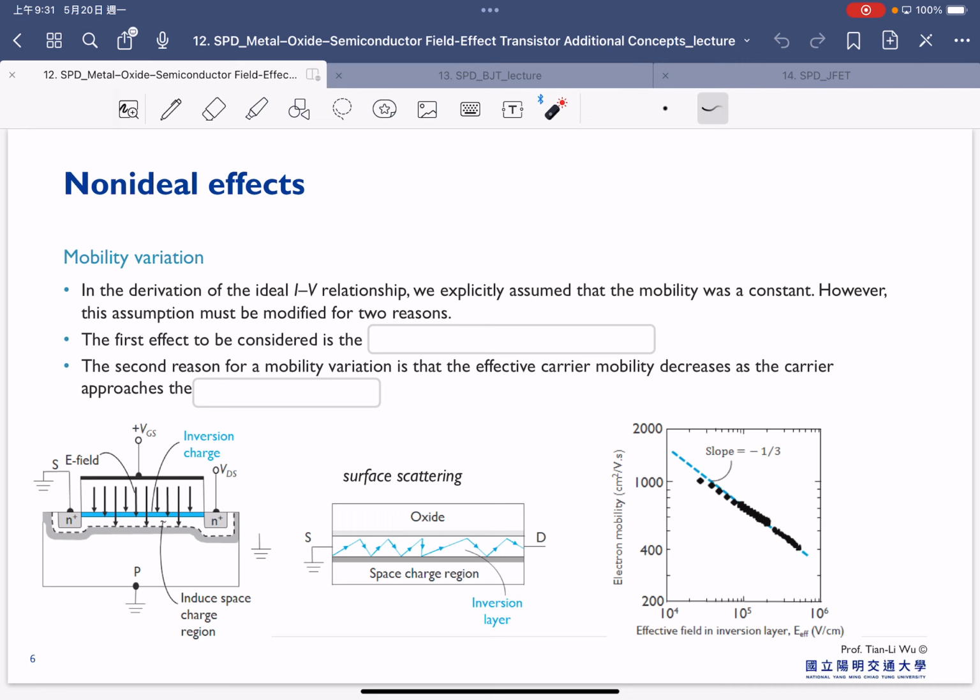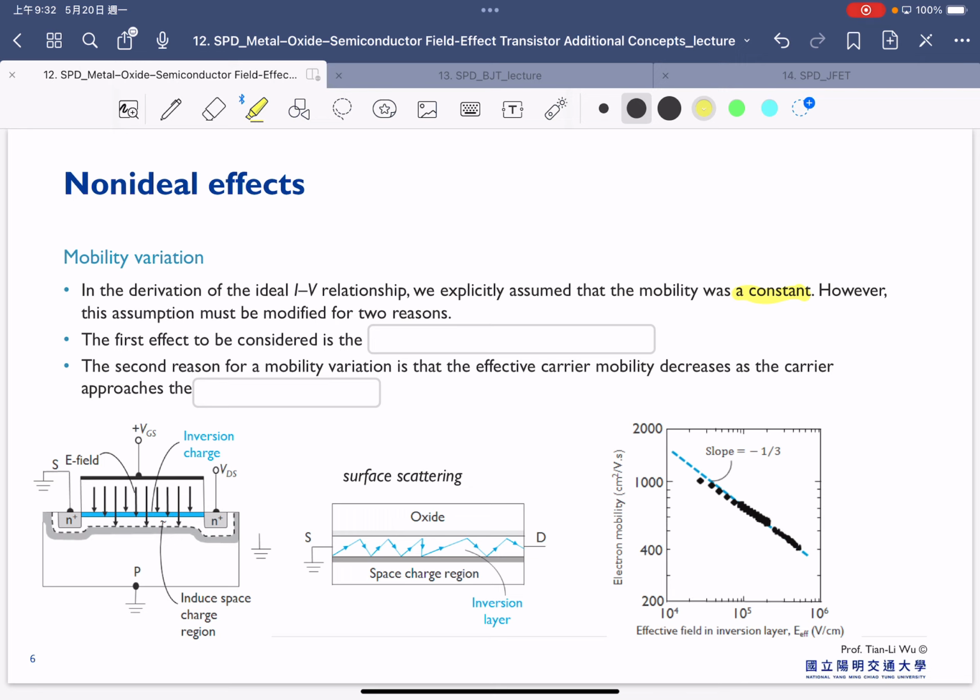Okay, good morning. So today we continue with some non-ideal effects, or some additional effects, for the MOSFET. The first one we will discuss is related to mobility variations. When we derive the IV relationship, we always assume that the mobility is a constant, to simplify our equations.